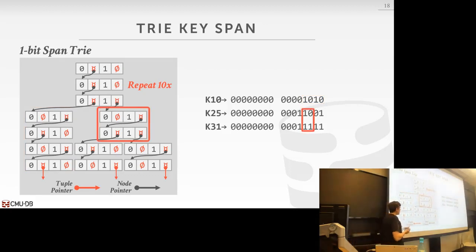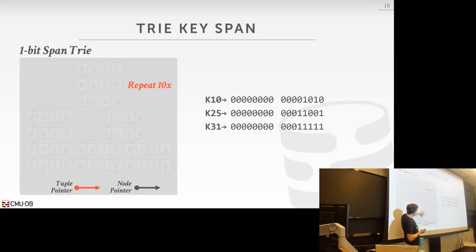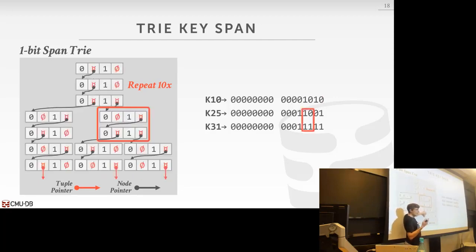Same thing for the other side. At this point here, they're the same, but then they split here, and now I have separate paths for the other parts. So we can do this in 1 bit, 2 bits, 8 bits, 16 bits. We can do this at different levels, different granularities.